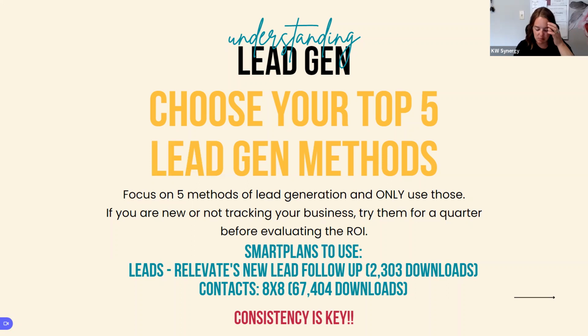And I've also keyed in some smart plans down here. So for leads, if you go in the smart plan library and search Relevate's new lead follow-up, they have had over 2,000 downloads of the smart plan. It is text message, emails. It's just that initial connection to them to get them to respond to you. And then if you have contacts, KW's 8x8, that's got 67,000 downloads. I think that's probably a good one if a lot of people are using it. And that's just, again, to connect with them, have conversation, but consistency is key.